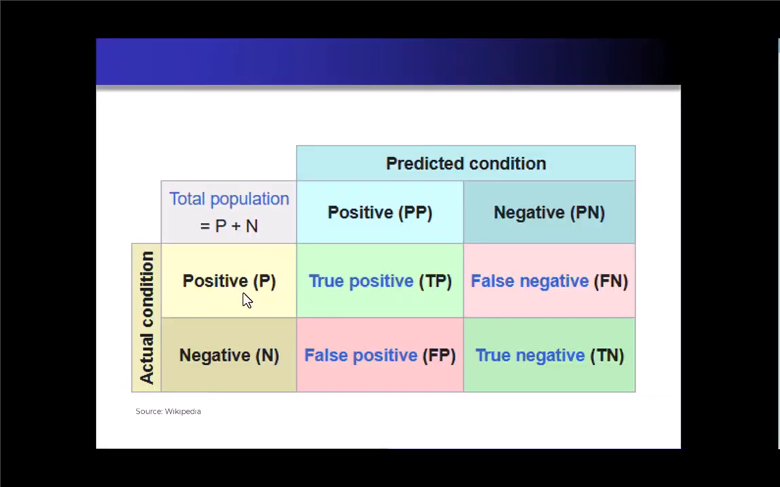If something is actually positive and you correctly predict it as positive, this is called a true positive. Similarly, if something is actually negative and you predict it as negative, then this is a true negative. So this diagonal holds the true conditions. The other diagonal is the false conditions.